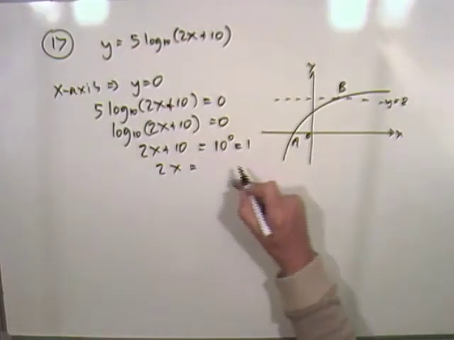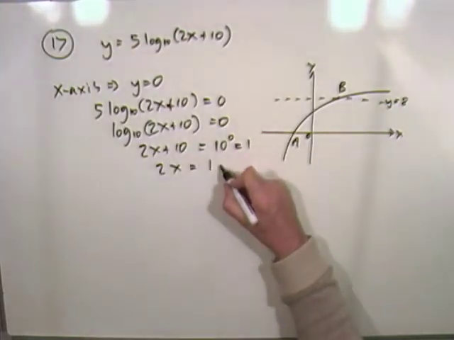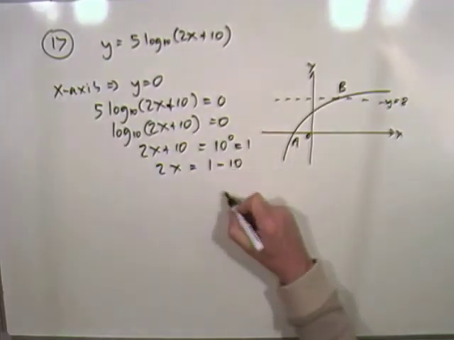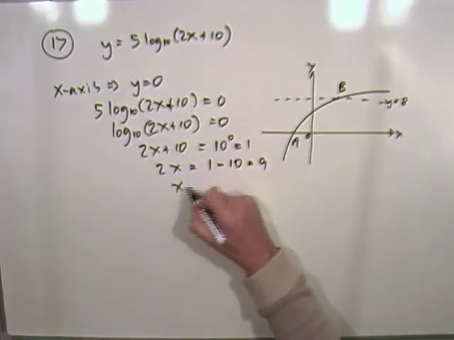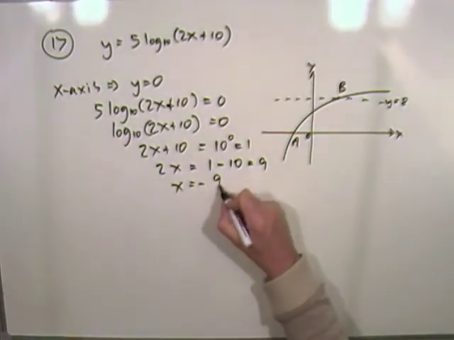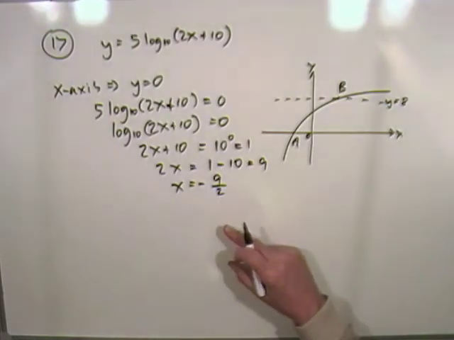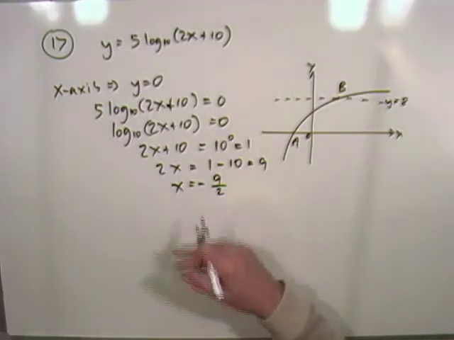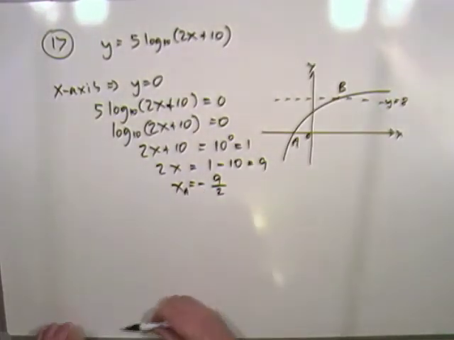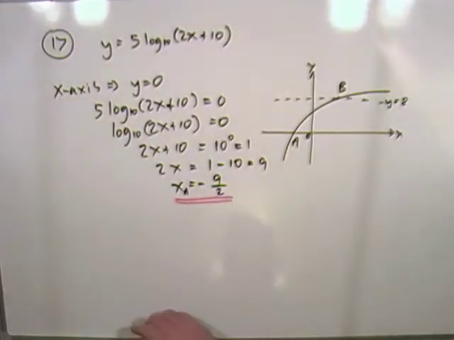So 2x is going to be 1 minus 10, which equals negative 9. I'll just put it here to save another line. So x is going to be negative 9 divided by 2. So if it says, and what's the coordinates of A? I'll have to formally state that, yes. Oh no, just the x coordinate of A. So that's it, that'll do for that part. The x coordinate of A is negative 9 upon 2.